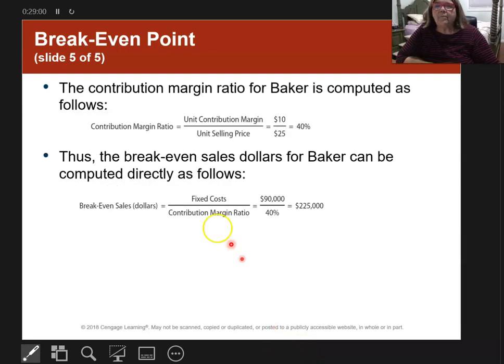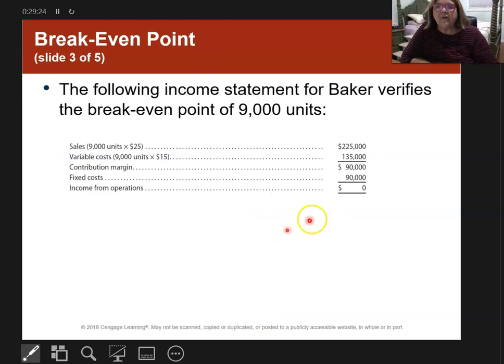So to sum up, my break-even point, my contribution margin is 40%. And so here we go, $90,000 divided by 40% equals 225,000. So this is my sales dollars. So I've got to sell $225,000. Matter of fact, let's go back a few slides. Here we go. See my sales, $225,000 to equal 0.